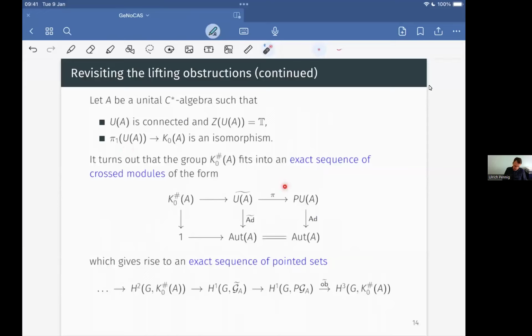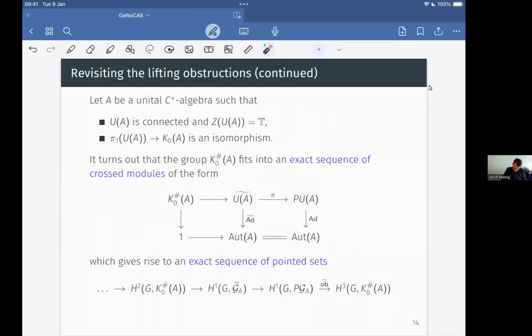And this, again, fits into a short exact sequence of crossed modules, which then gives rise to this exact sequence of pointed sets. Here is, again, the G-kernels up to conjugacy. This is the lifting of the other obstruction that Izumi came up with, the lifting obstruction by Izumi. So you can see this as well.